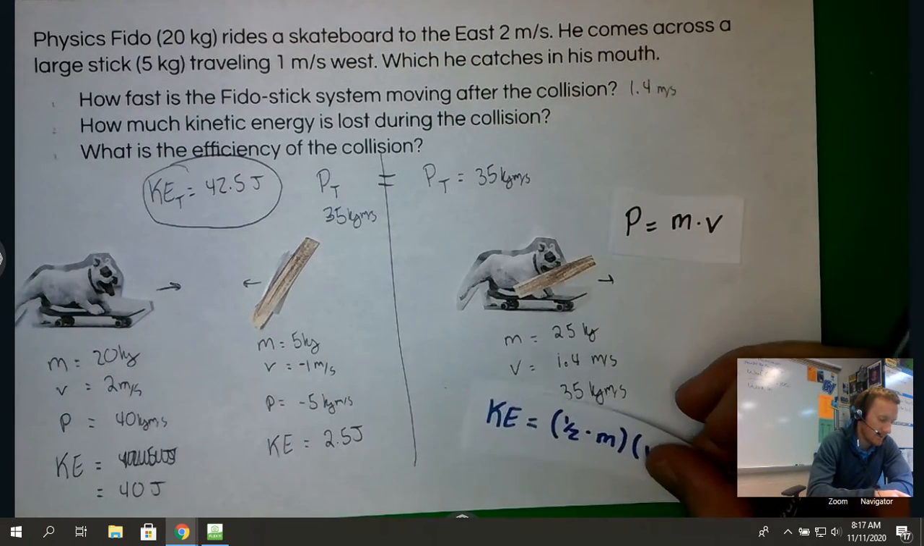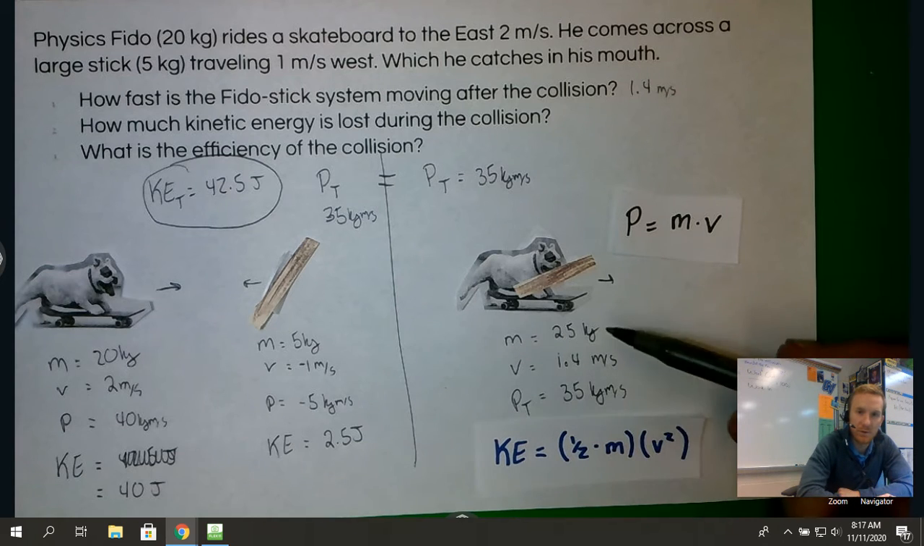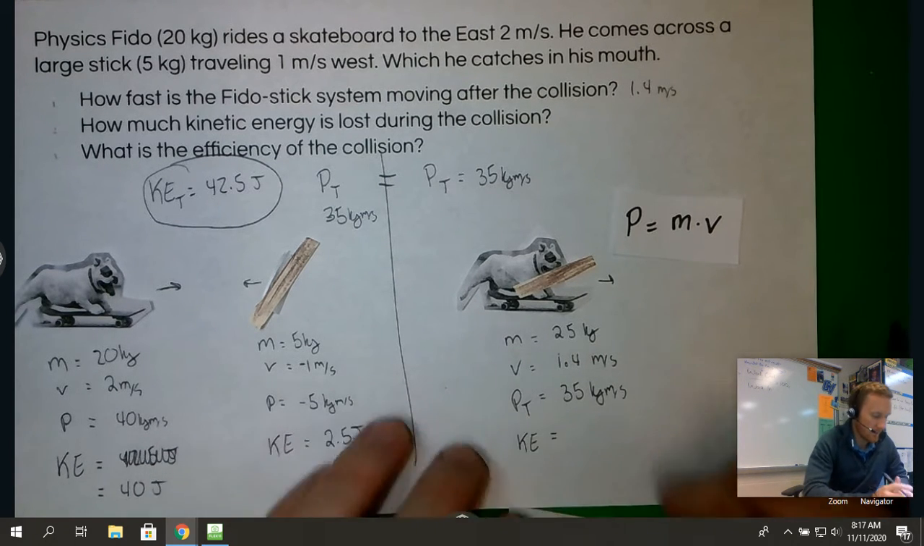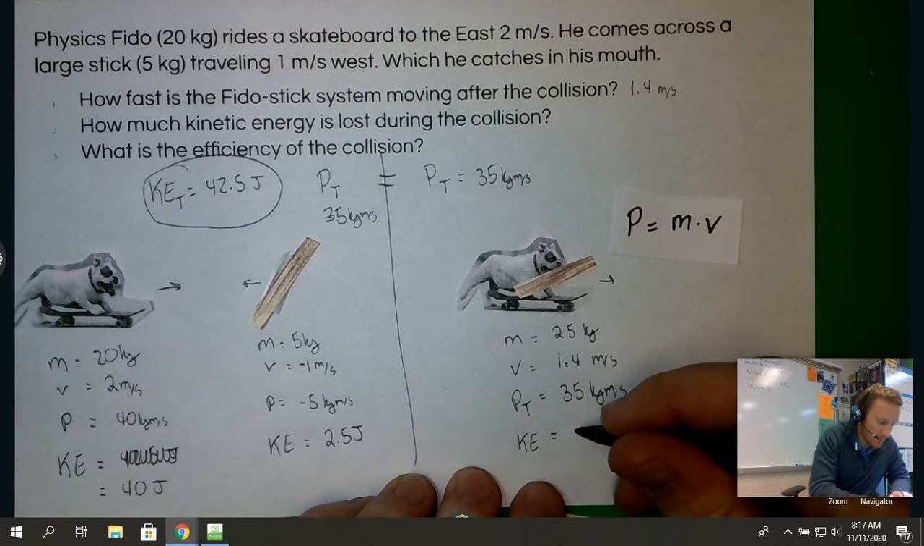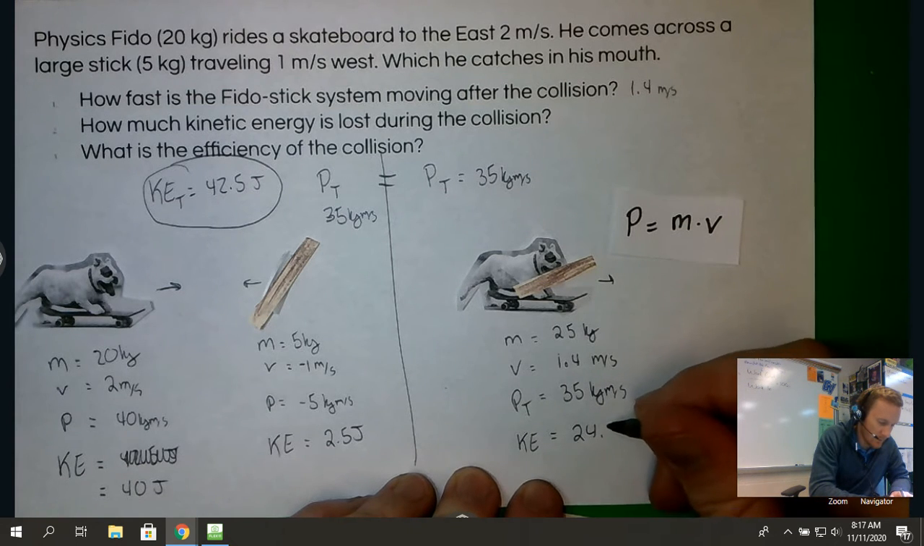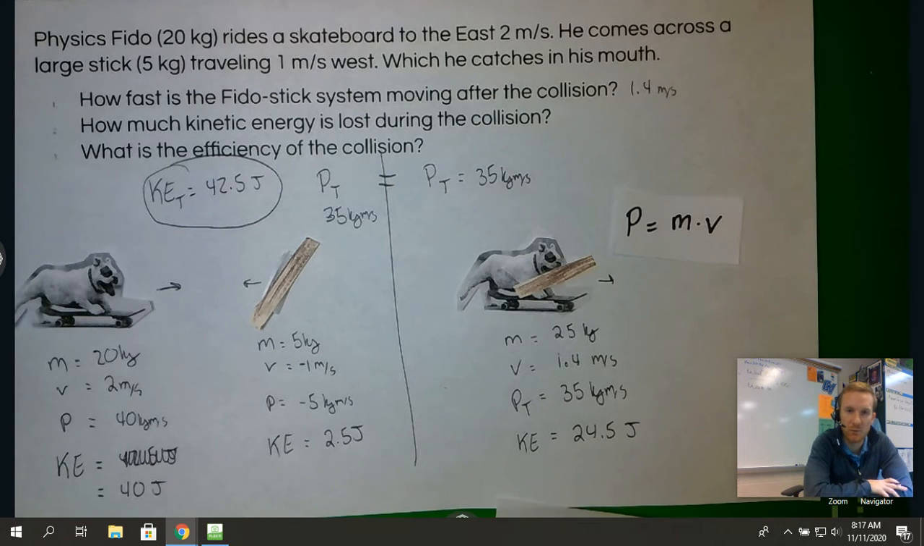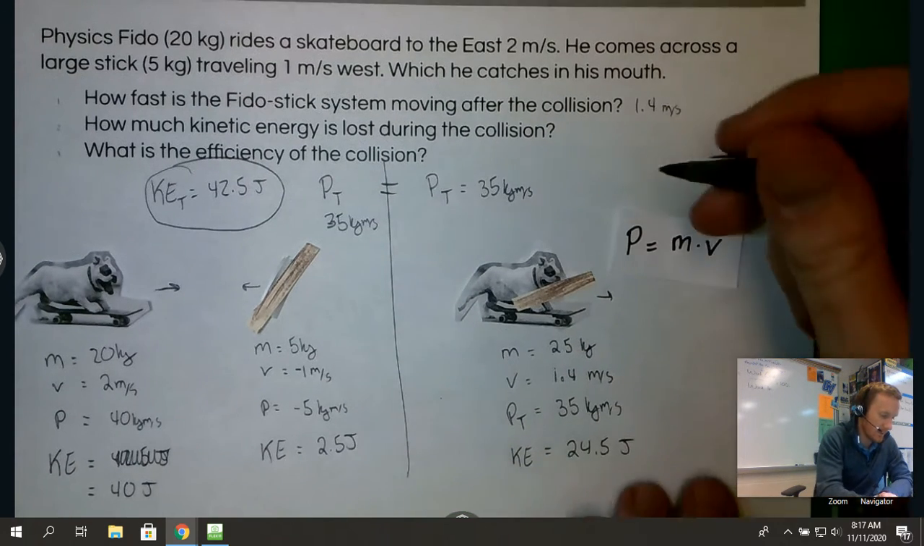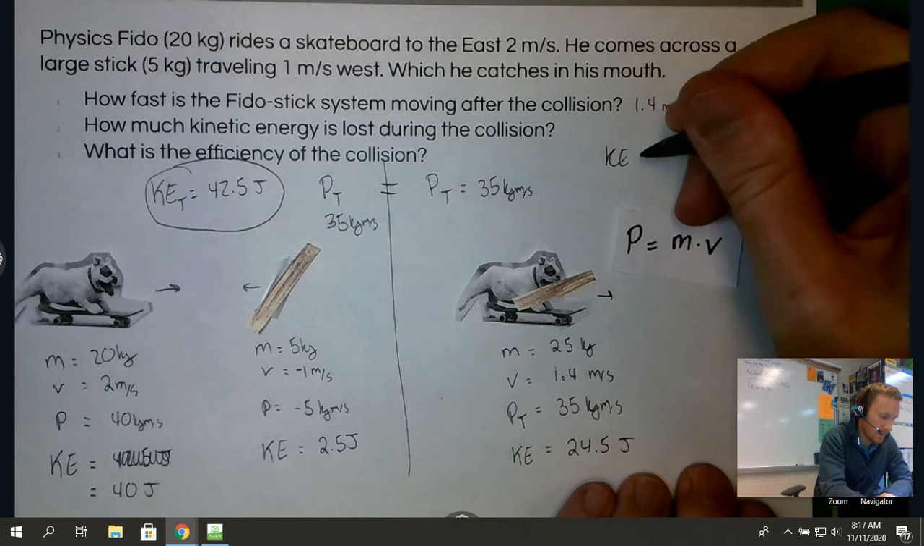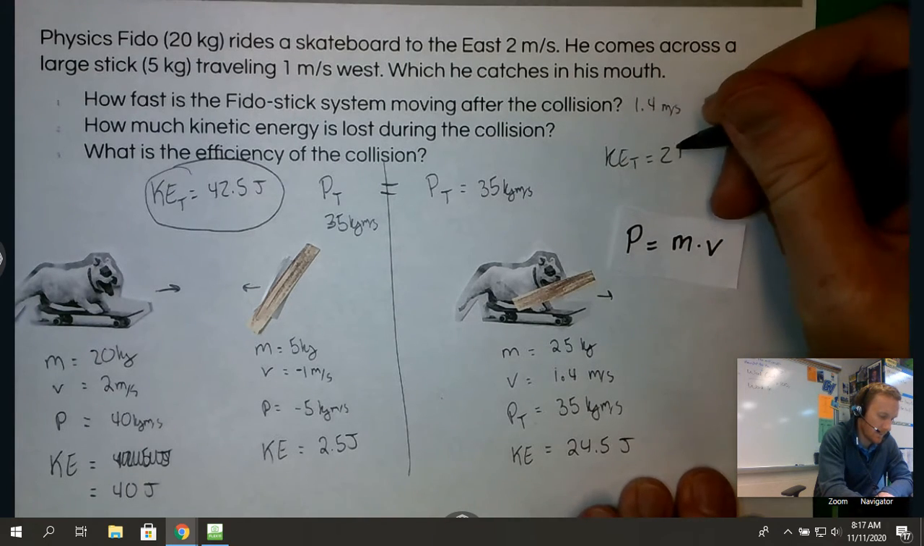And then we're going to use the same kinetic energy equation to figure out the energy afterwards, taking the new mass of 25 and the new velocity of 1.4. If you crank those out, you should get a kinetic energy of 24.5 joules. So that is going to be our final total kinetic energy.